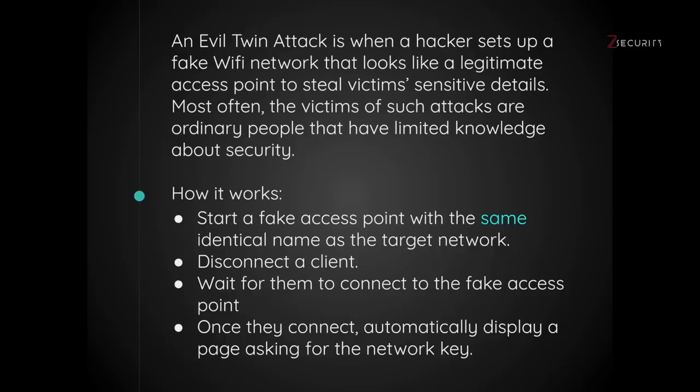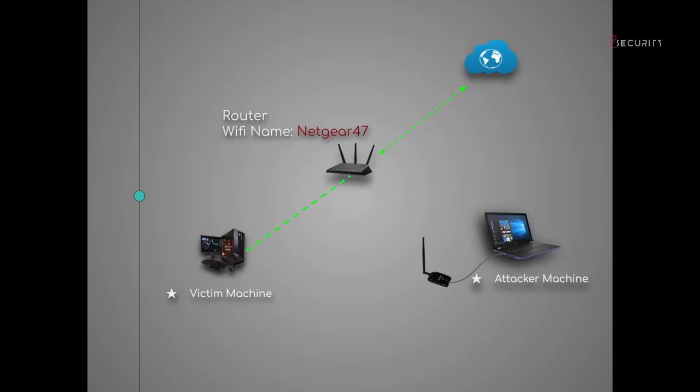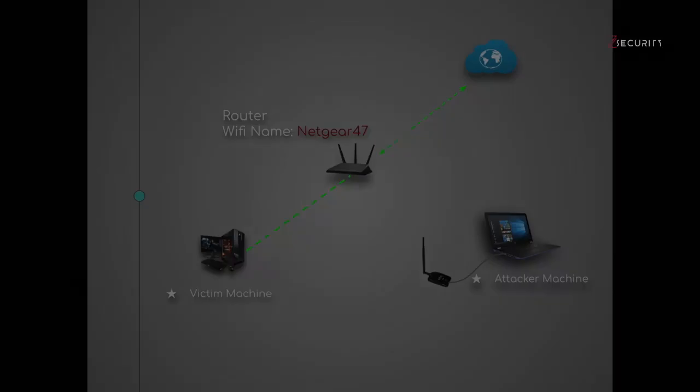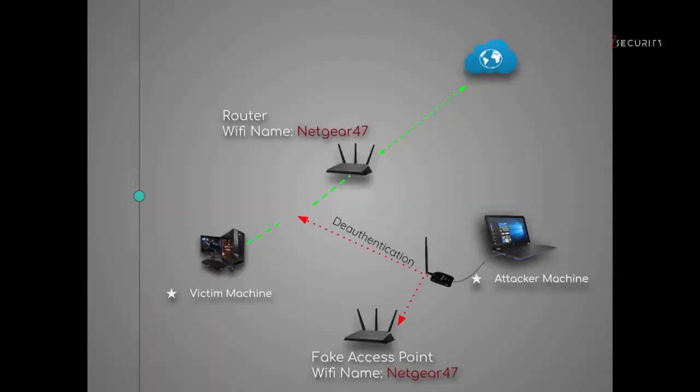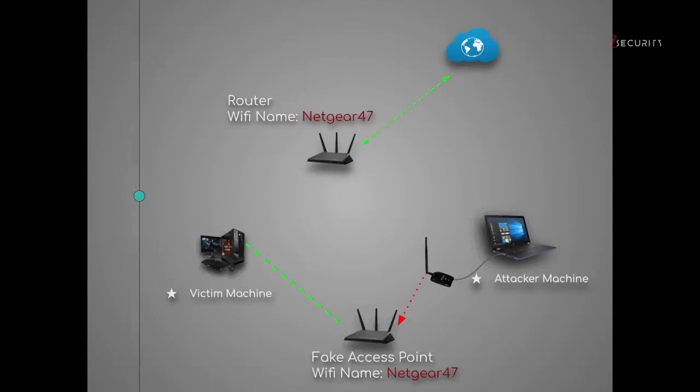Hello everyone, it's Maythem from Zed Security, and in this video I'm going to show you how to use an evil twin attack to capture the network key. Here we have the attacker machine with the wireless adapter, and here we have the victim machine that is connected to the router, which is connected to the internet. First we will start the fake access point with the same Wi-Fi name as the target. Then we will keep deauthenticating a client from the network, so our fake access point will be open. When the victim connects to it, a web page will appear saying there is a software update and they have to put the password in to update it.